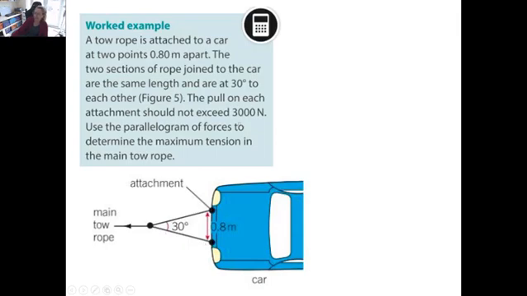Now you're told that the pull on each attachment shouldn't exceed 3,000 newtons. So each one of these, the tension should not be more than 3,000 newtons. So what is going to be the tension in the tow rope, the maximum tension that can be used to pull this forward? Again, pause the video and have a go at working this out.